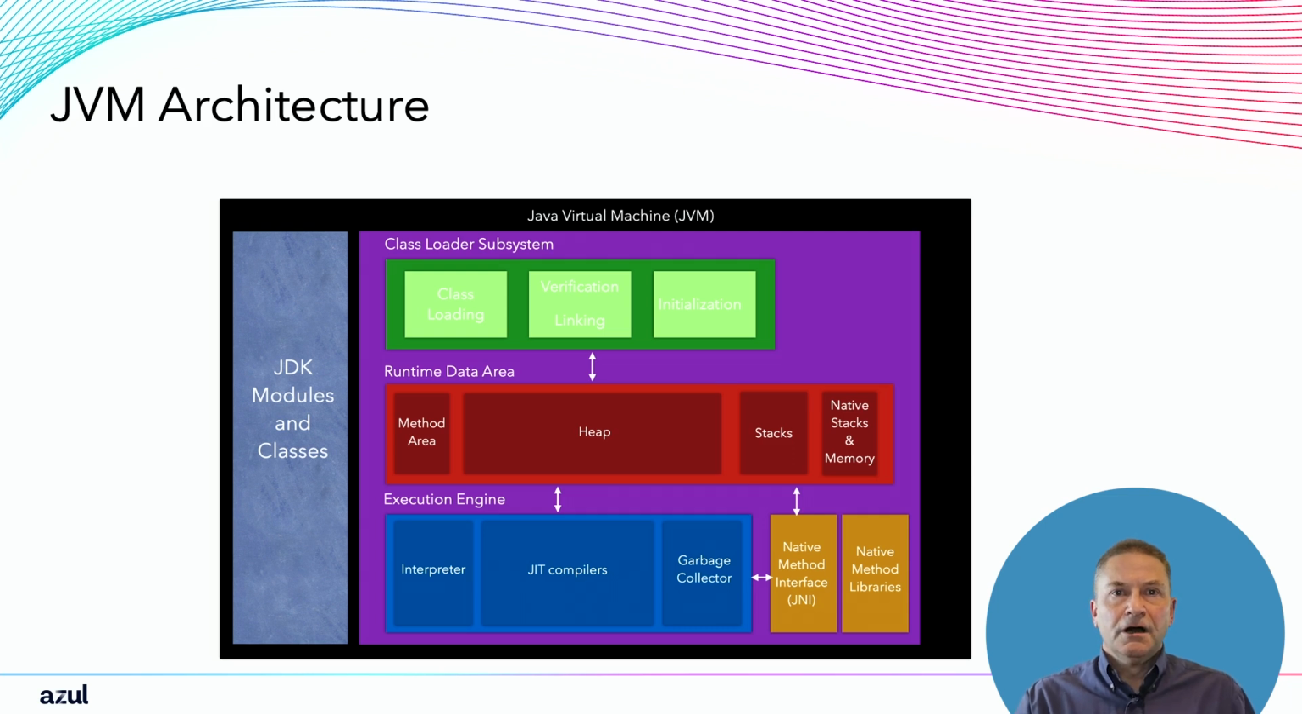If we look at the architecture of the JVM, there are a number of different parts in there. So there's obviously the idea of loading classes and being able to verify them to make sure that they're doing the things that they should do and not doing the things they shouldn't do. And we have a runtime data area that includes things like the heap and the stack and various other areas that are used by the JVM internally.